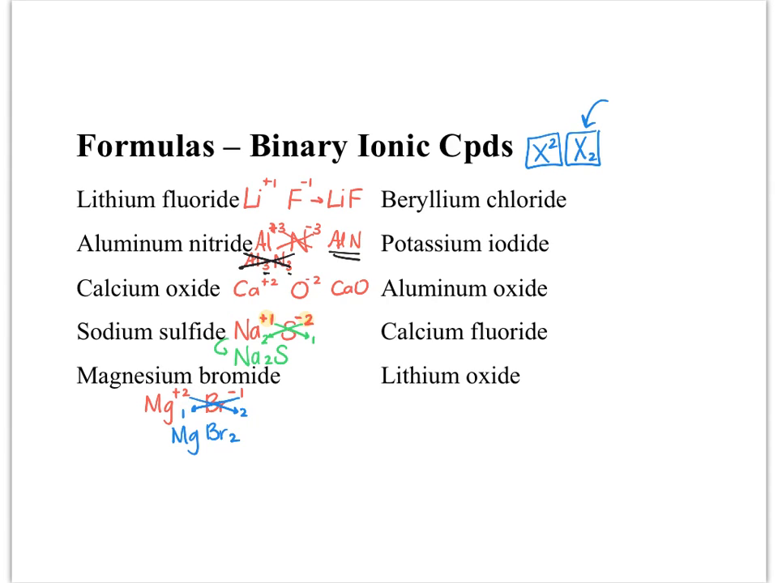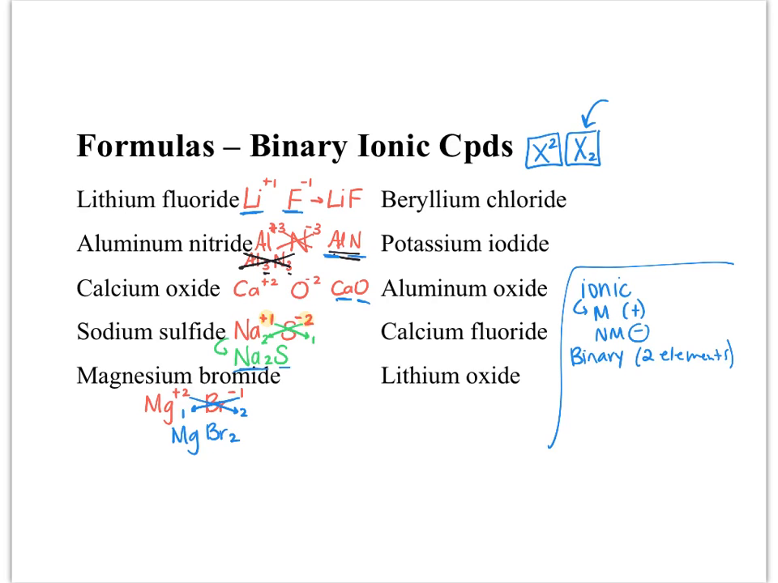So that was an introduction on naming and formula writing for binary ionic compounds. So the key takeaways here. An ionic compound, you're going to have a metal, which has a positive charge. You're going to have a nonmetal, which has a negative charge. The compounds that we just looked at are binary because every single one of these has 2 elements in it. You have one metal, one nonmetal, every time. We only have 2 different elements in it.